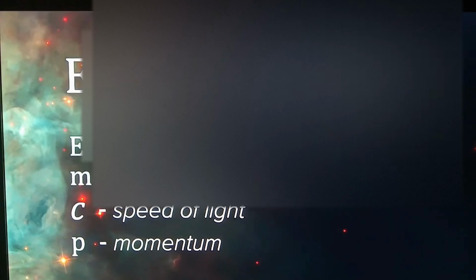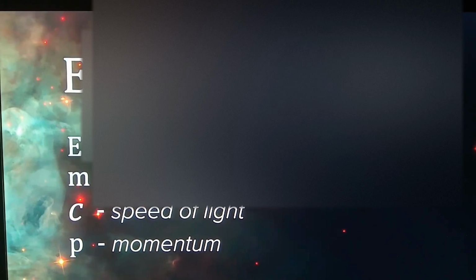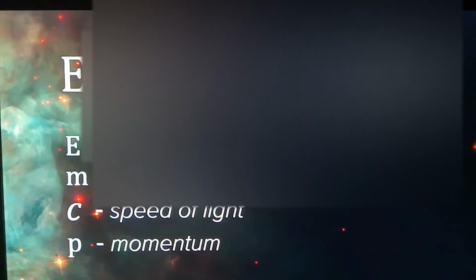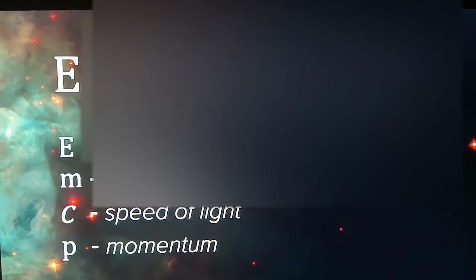C is the speed of light, and P is the momentum, which is a measure of the motion of a particle. Let's see what happens in the case of a particle not moving, which means setting the momentum to zero. Voila, you get the familiar equation E equals mc squared.